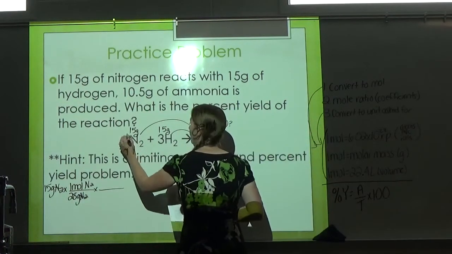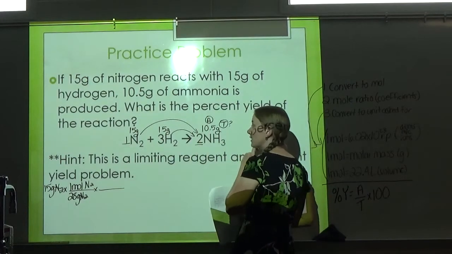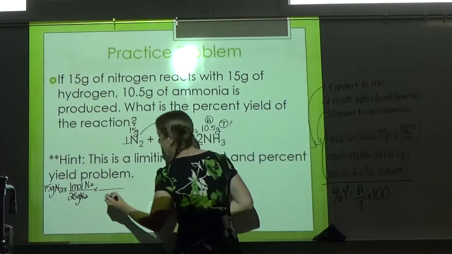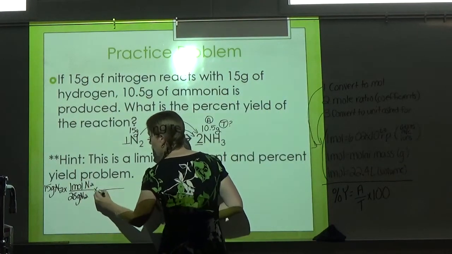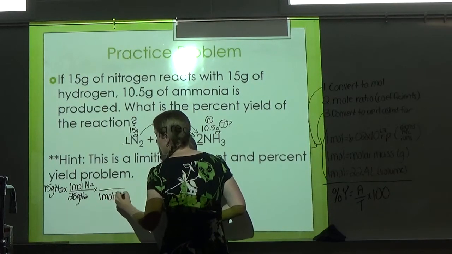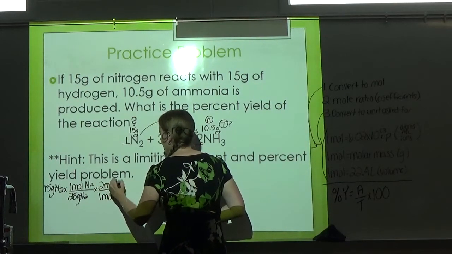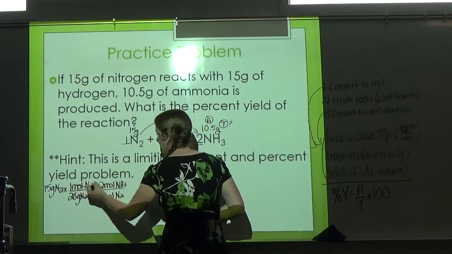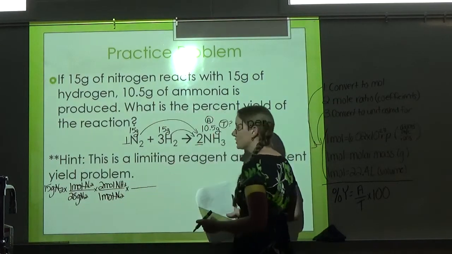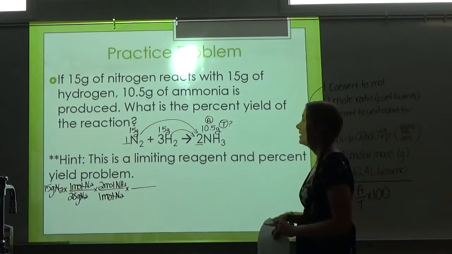Step 2 is mole ratio. So I can see that 1 mole of nitrogen will yield 2 moles of NH3. So since I'm following my golden rule, I put my 1 mole of nitrogen on bottom, my 2 moles of NH3 on top. So that cancels, so I officially switched over to NH3.